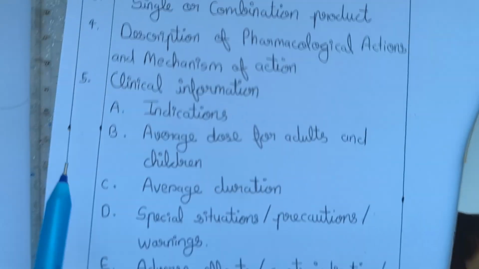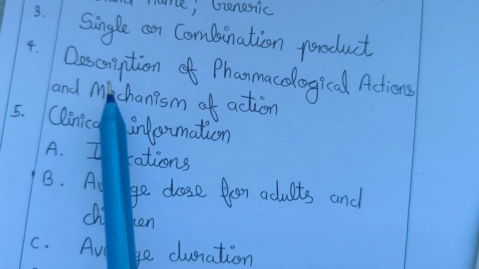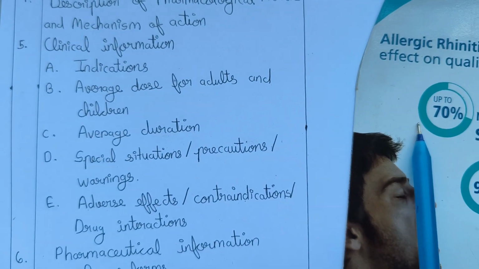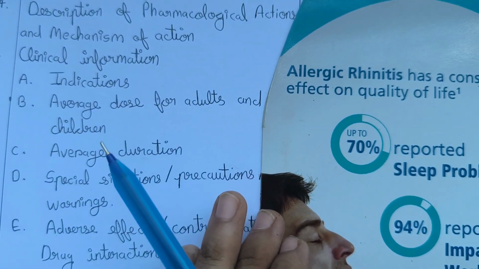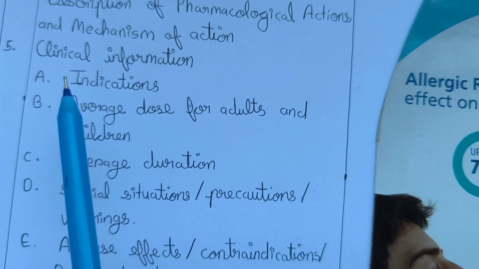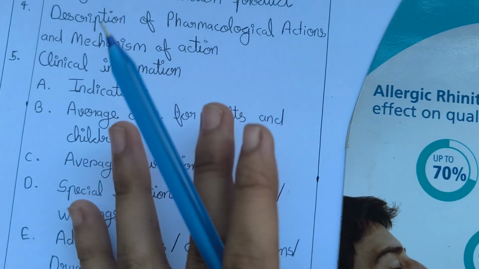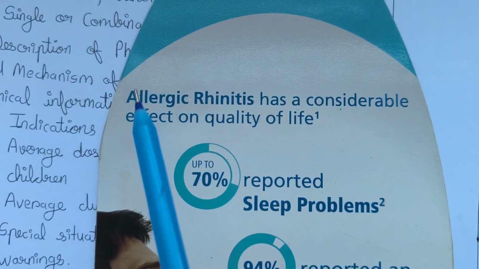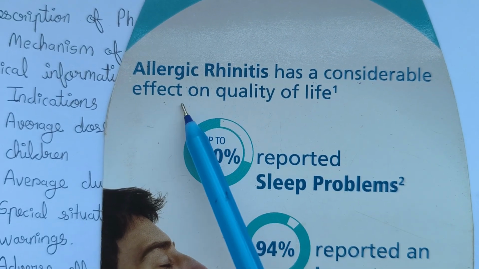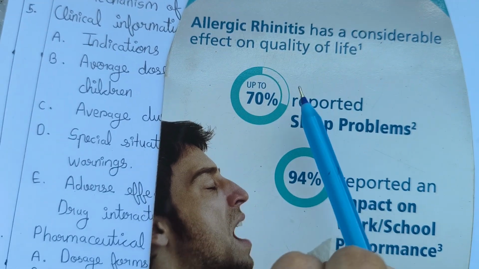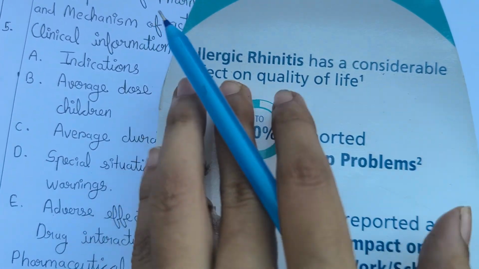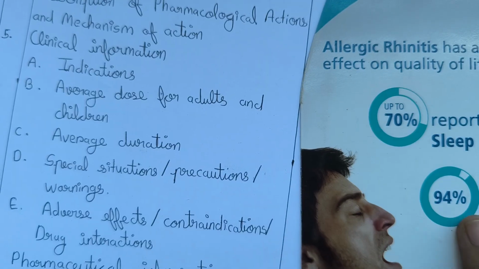Then next we have seen pharmacological action and mechanism of action, which is not mentioned in this, and also in the majority of the pamphlets it is not mentioned. Then we can see indication for the usage. So here it is mentioned like allergic rhinitis has a considerable effect on the quality of life, like when to use it. So it is used in allergic rhinitis. So indication for the usage is mentioned here.